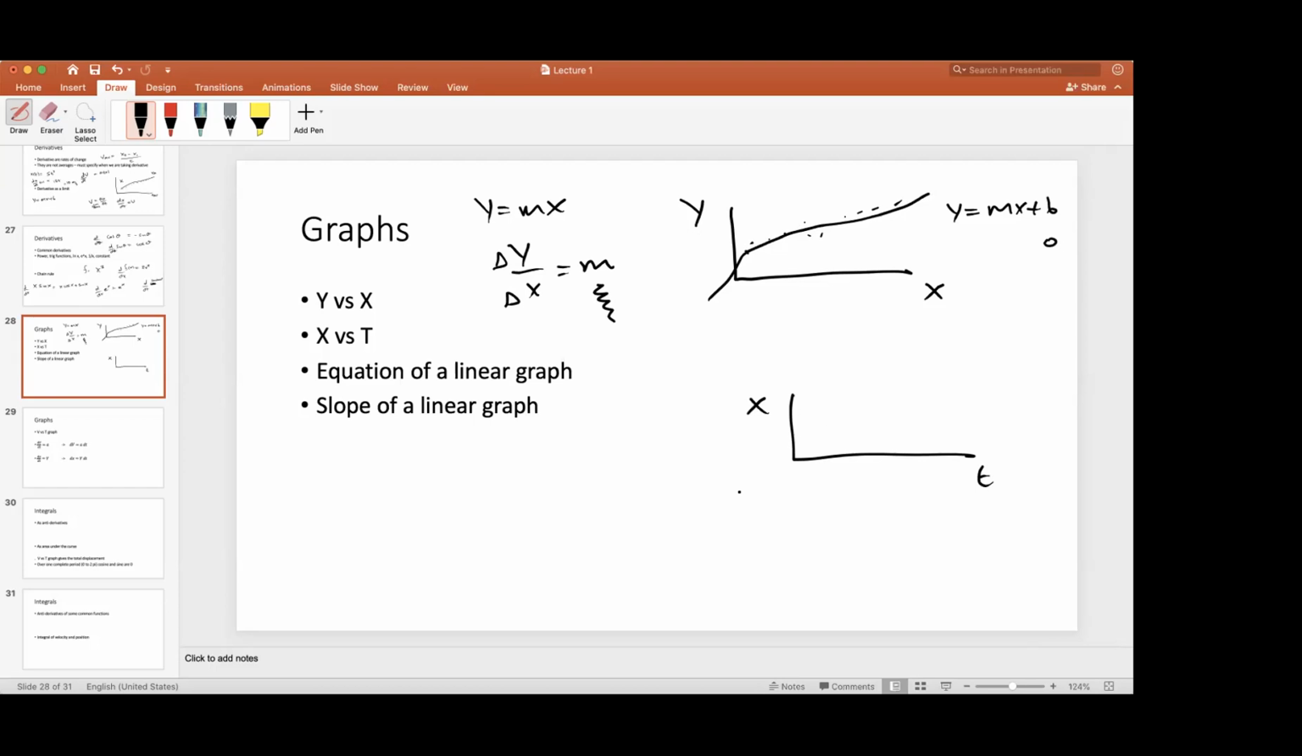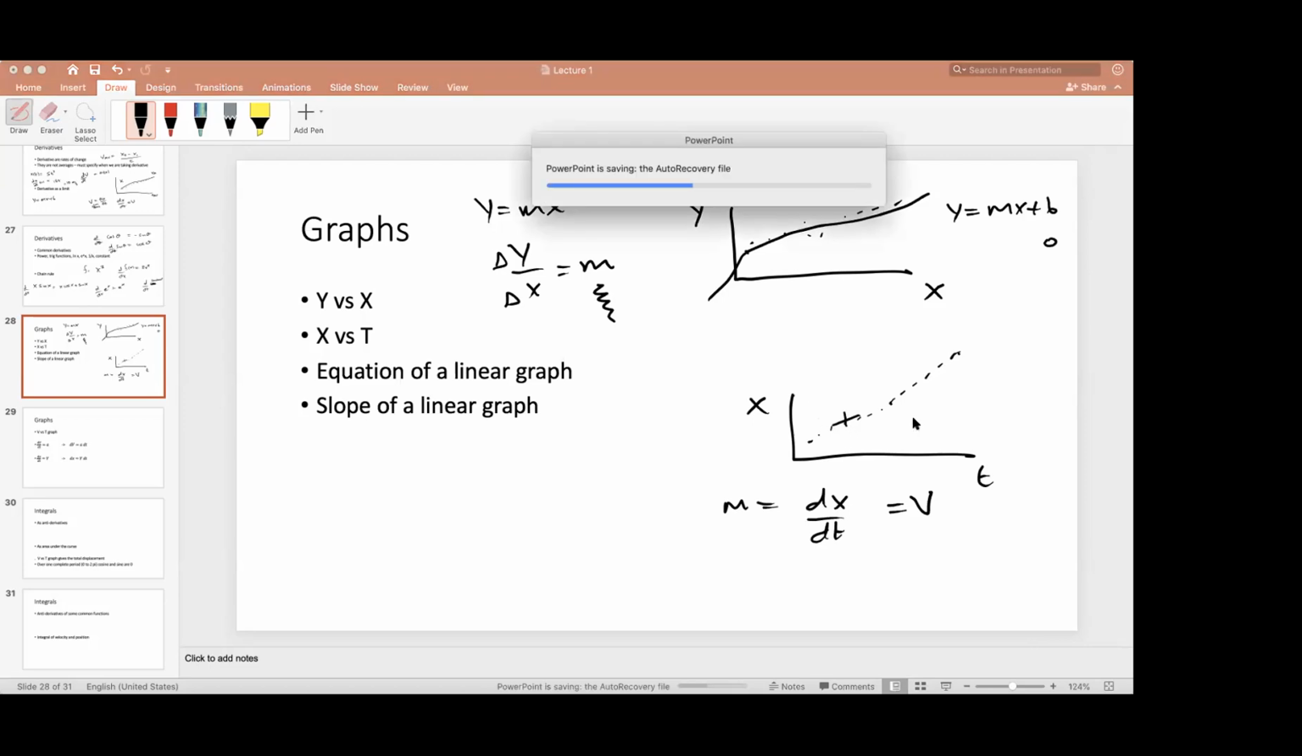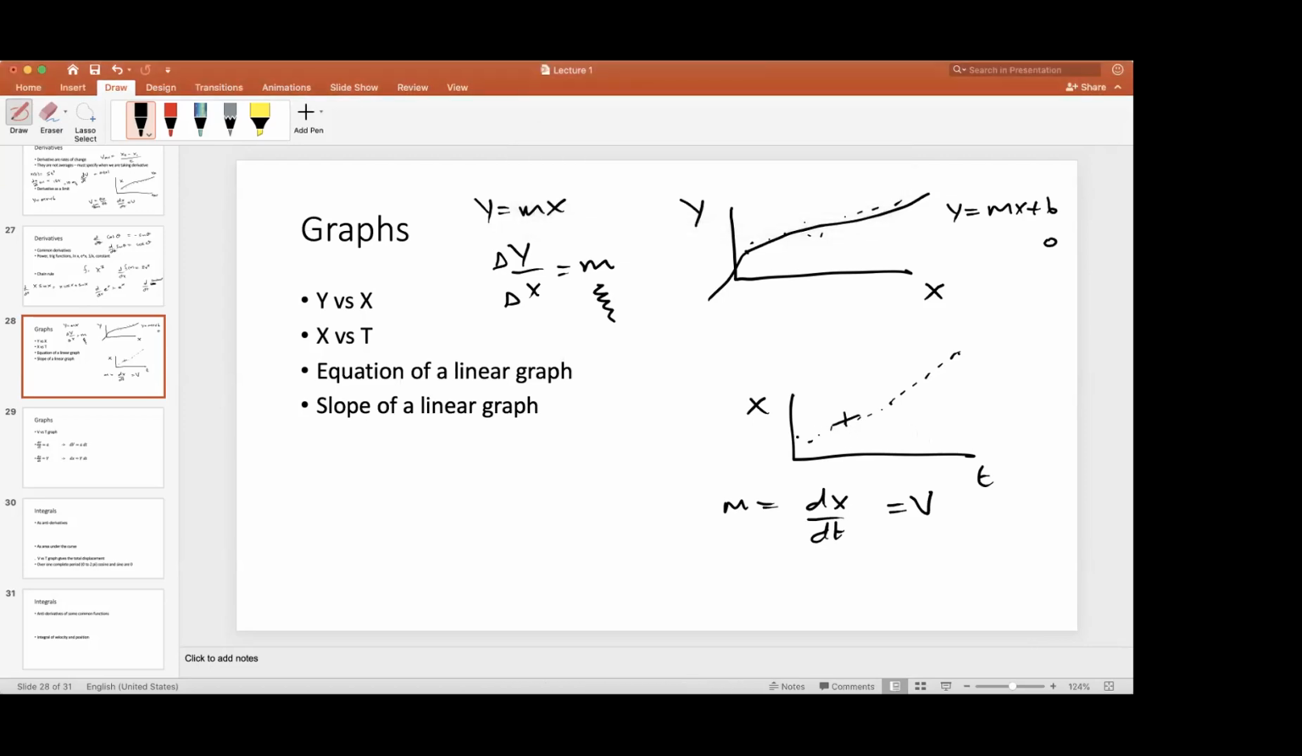So on an x of t graph, our slope, m, would be dx/dt, which is our velocity. So if we note your position with time, how far you're traveling as time goes, at any particular point, we can find out by looking at the slope what your instantaneous velocity at that point was. And that's how we use graphs to understand what is going on. We graph x versus t, and then we take the slope and we get our v.